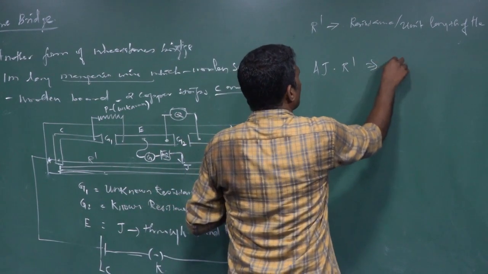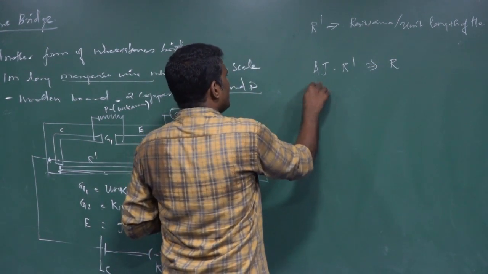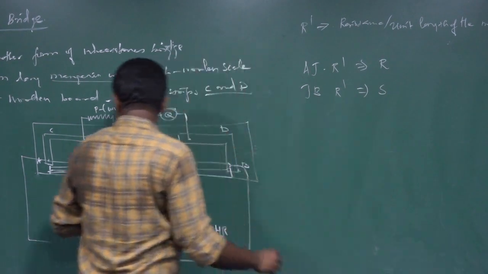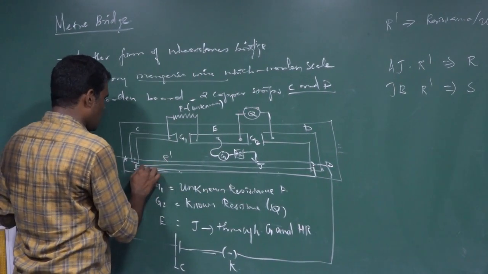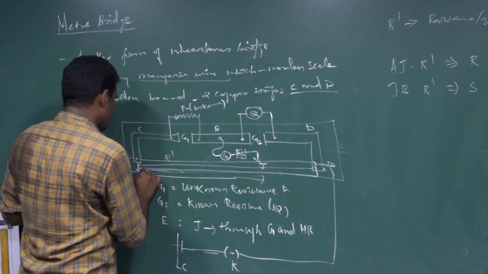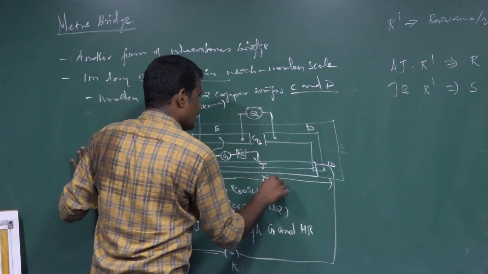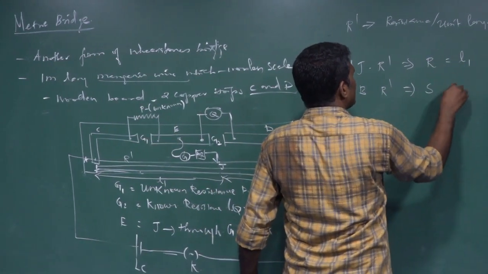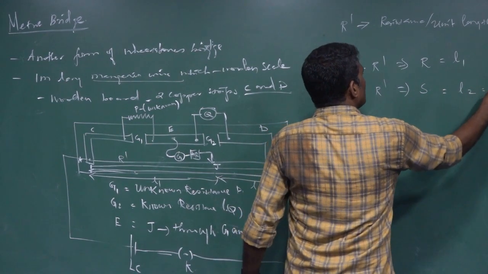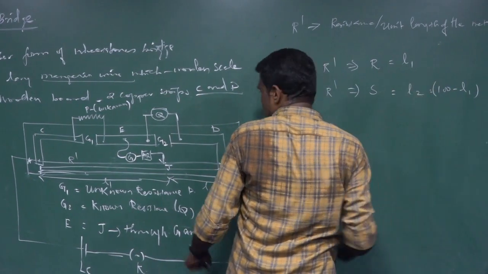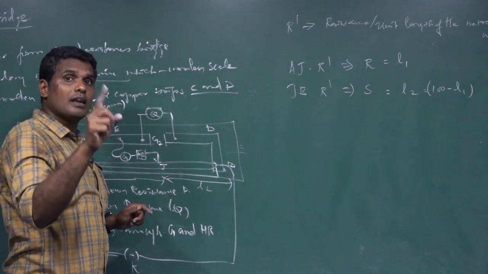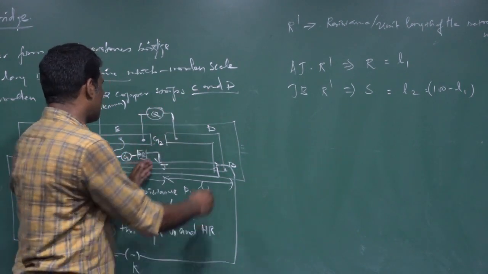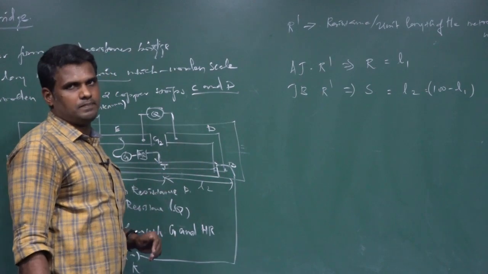So AJ into R prime now replaces the resistance R, and JB into R prime will replace the resistance, let us say S. If I take this AJ as length L1, and JB as length L2, then we can say here the resistance R value is equal to the length L1 and S value is equal to length L2, which is 100 minus L1, because this meter bridge wire is said to have 1 meter length, which is equivalent to 100 centimeter. So 100 minus L1 will give you the length of this meter bridge wire JB.